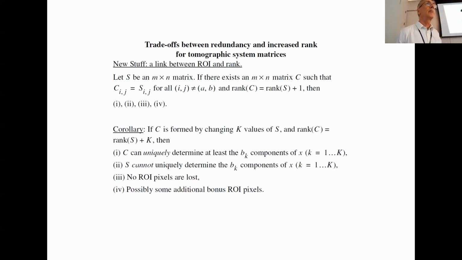If you apply that theorem multiple times, so k times over, then you just say the corresponding thing. So if you take a large system matrix and you change 13 of the values and you get an increase in rank by 13, then you get 13 new pixels and you don't lose any pixels, and you might even get more than 13 if you're lucky. Okay.